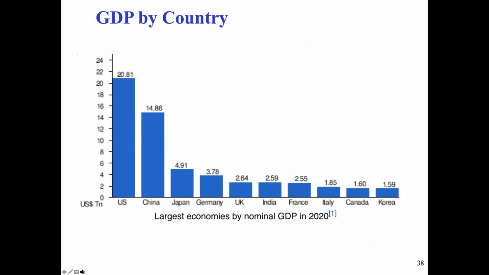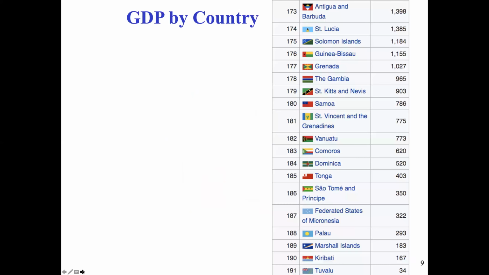Okay. In terms of the smallest economies in the world, this is from the Wikipedia list. There are 192 countries. These are the bottom set here. And you'll notice that a lot of them are small, least developed countries, and a lot of island nations are on there as well. A couple maps to show some fun with GDP.